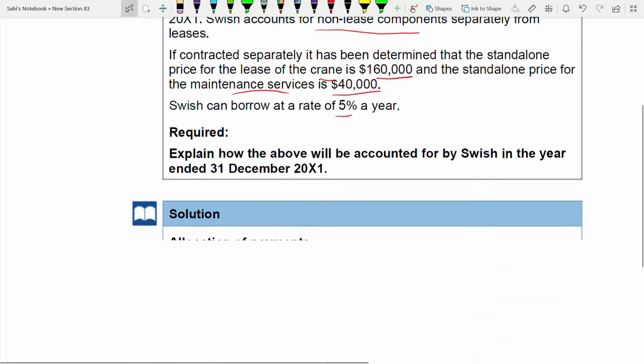So first step is allocation of payment. Okay, without this you cannot proceed ahead. This is the first step. I'll write it as one. Allocation of payments.